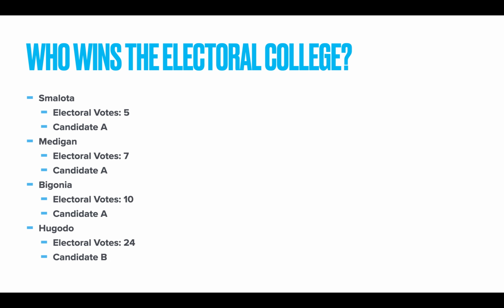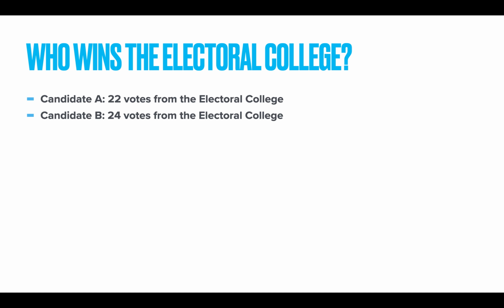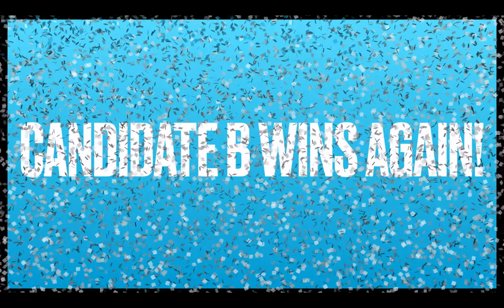So who wins the Electoral College? As we know, Smiloto, candidate A, won, as did Madigan and Begonia, so all of their electoral votes will go to candidate A. Hugoto, on the other hand, did not vote exclusively for candidate A, and instead voted for candidate B, so their 24 votes will go to candidate B. As we can see, 22 votes from the Electoral College go to candidate A, 24 votes go to candidate B, and candidate B wins again.